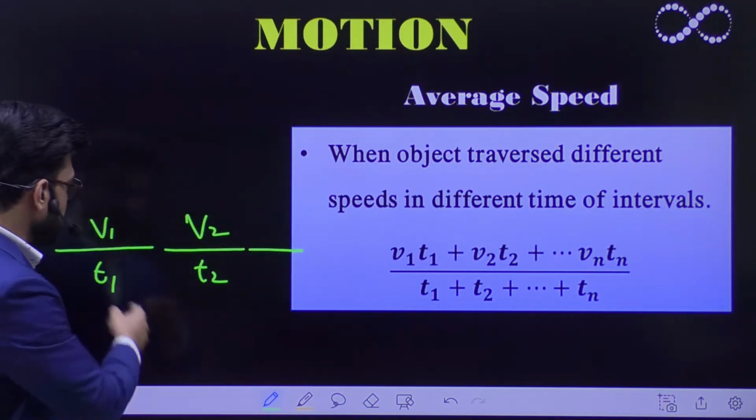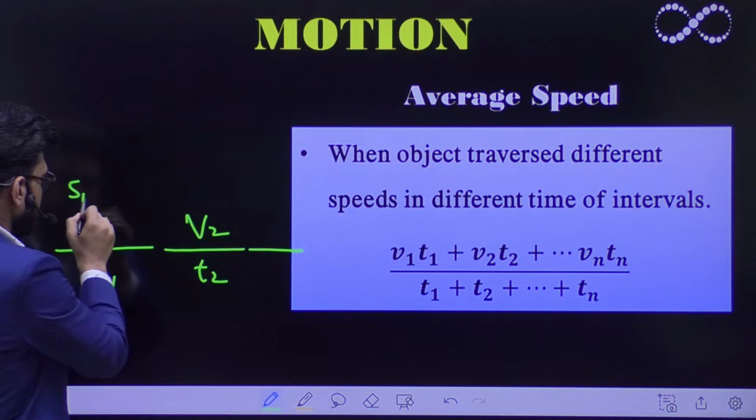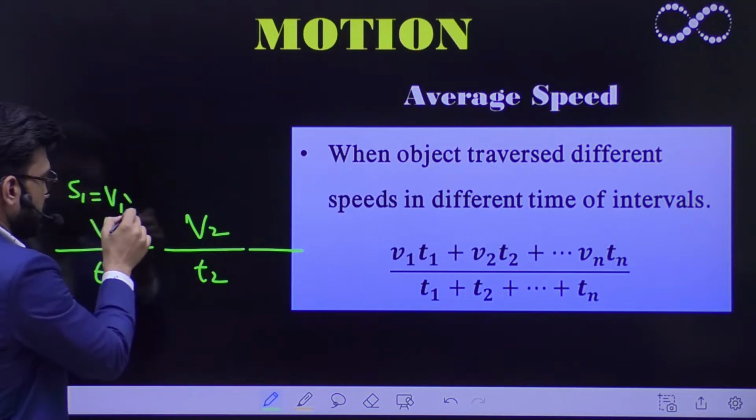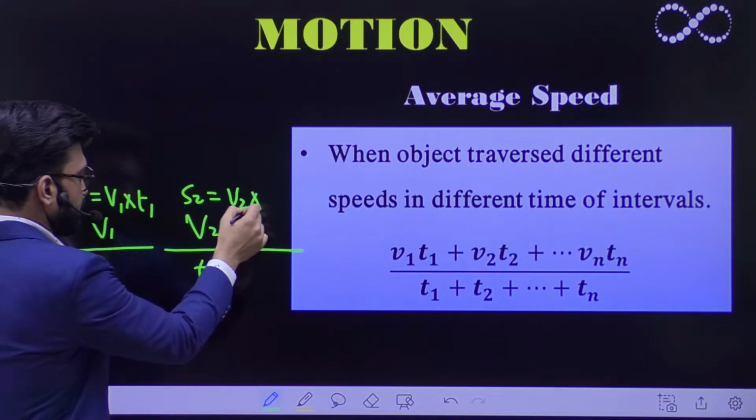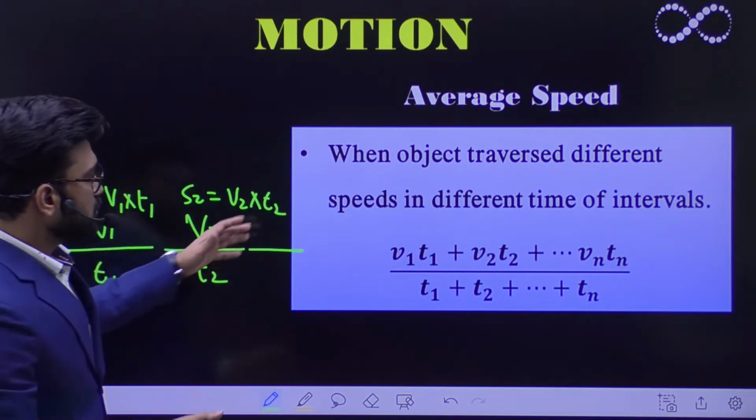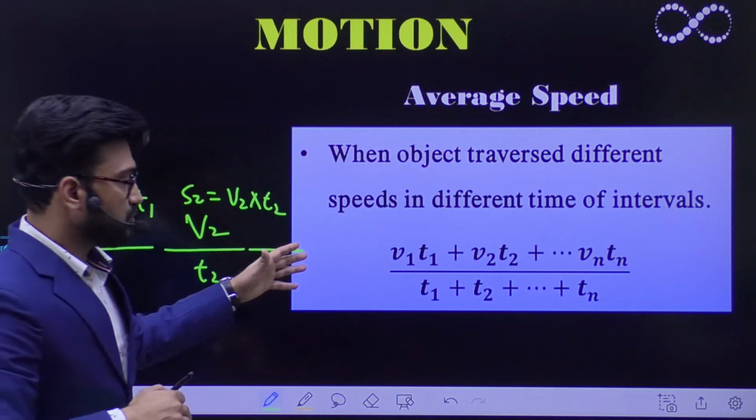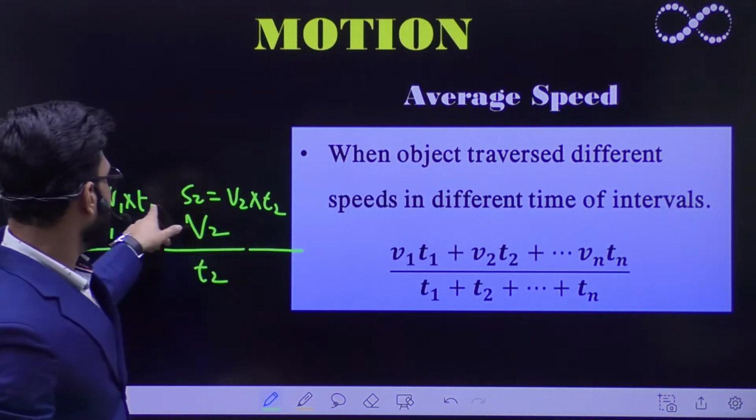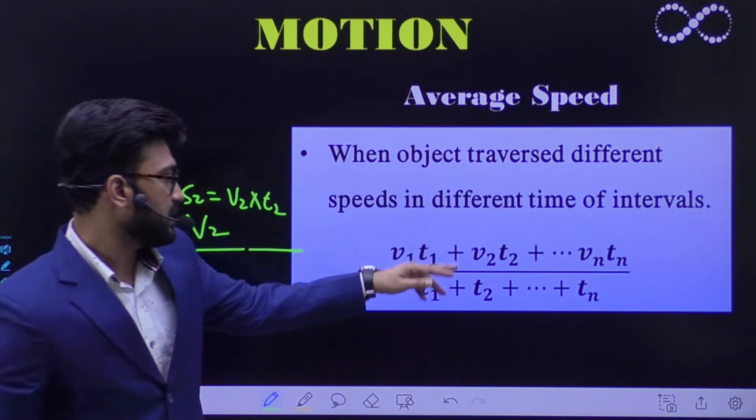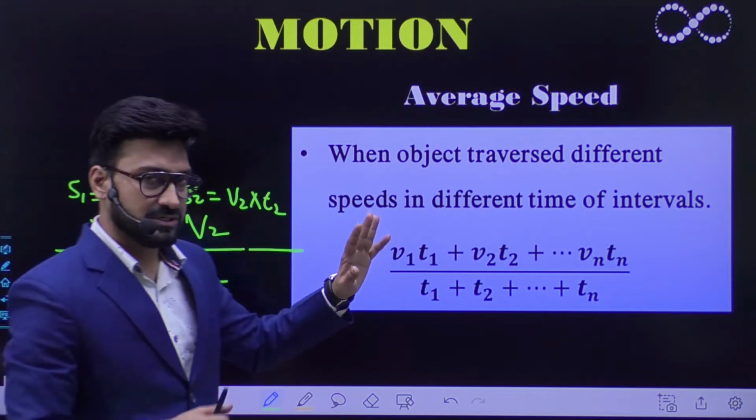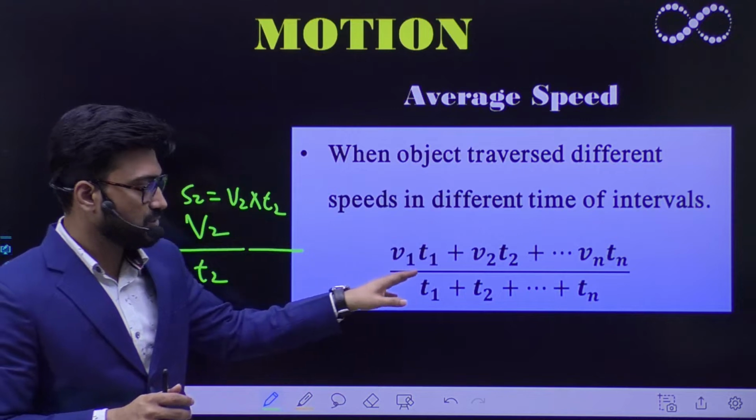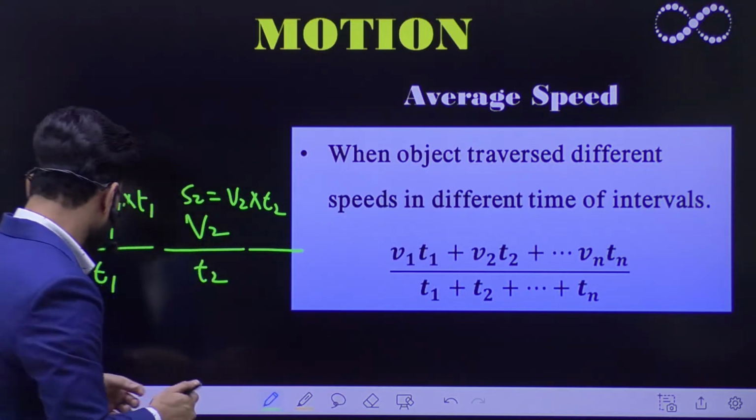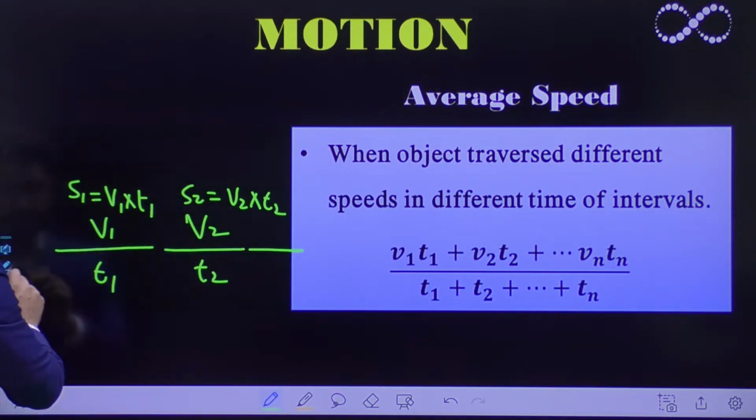Okay, so the distance during this motion is distance equal to speed into time, so s1 would be v1 into t1, and s2 must be equal to v2 into t2 and so on. So the average speed would be total distance by total time. Total distance is v1 t1 plus v2 t2 and so on, divided by total time which is t1 plus t2 and t3 and so on. Okay, this is also quite easy. You can easily directly use this equation. We'll be moving to the next important formulas.